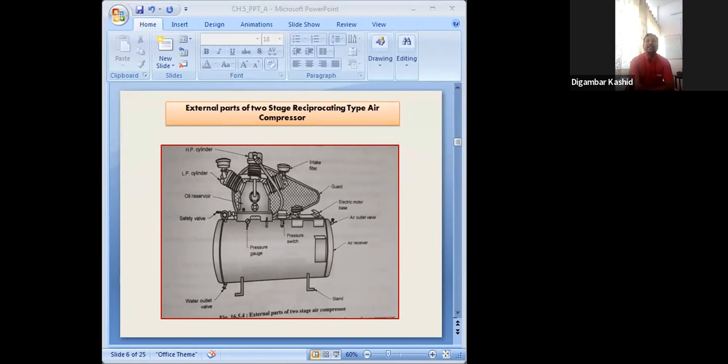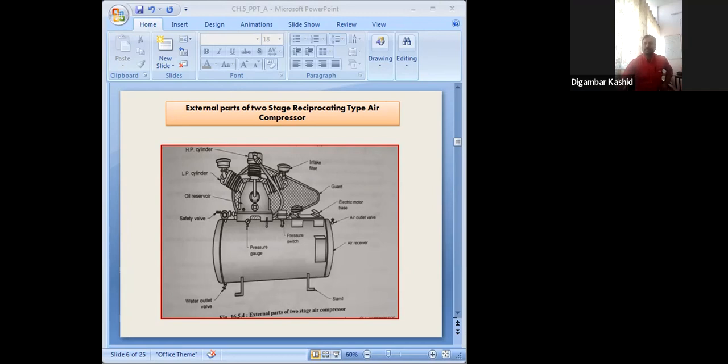Due to that only, I have explained the two-stage air compressor. Getting it? So you can combine two or up to 16 compressors. That is called multi-staging.